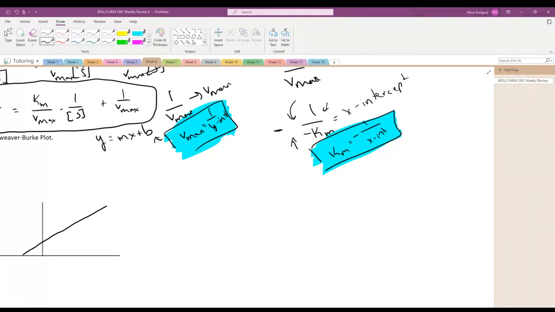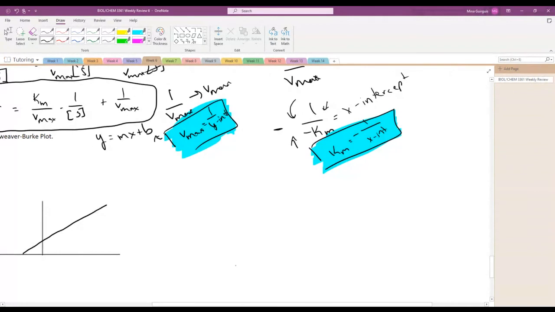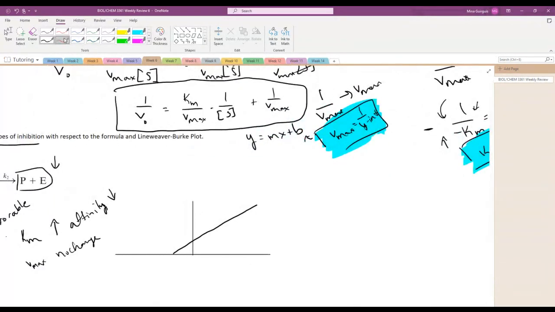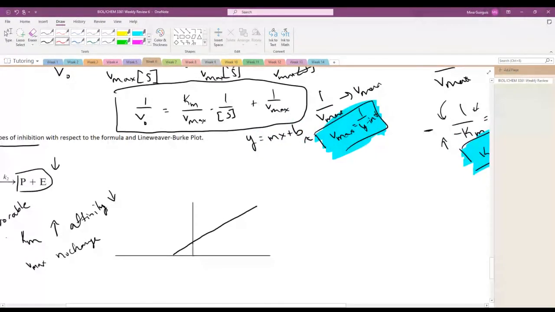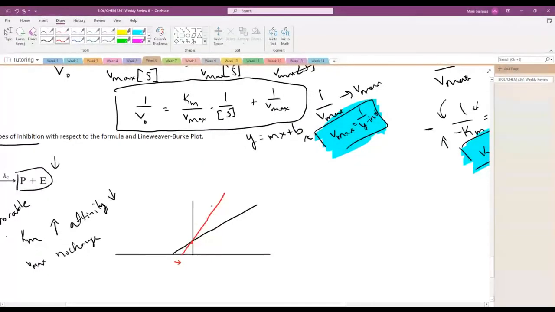So how does that change the Lineweaver-Burk plot? Sorry, there's my red. We keep the same Vmax and our Km shifts. So we get this, okay? The red is with inhibitor. I just want to make sure that's clear.